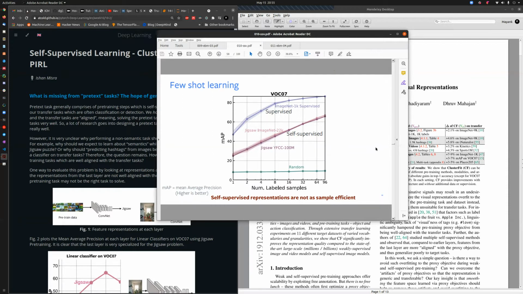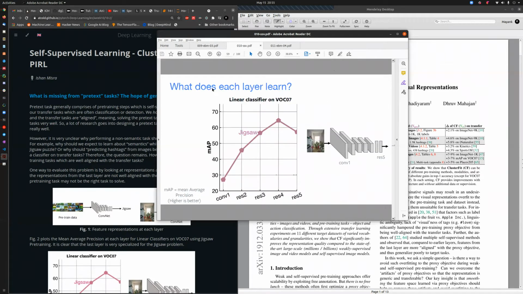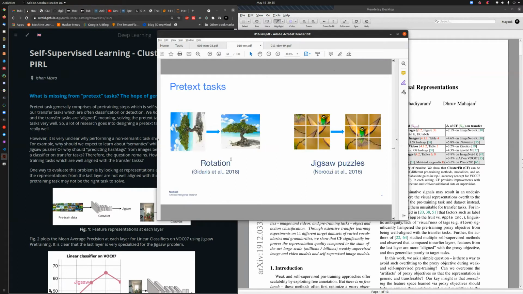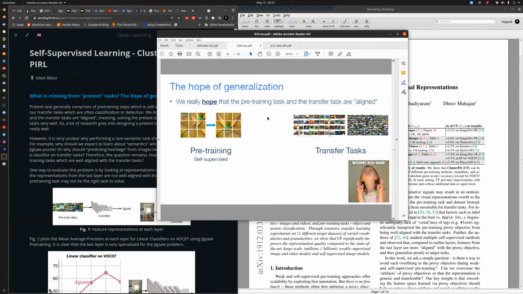Then, what does each layer learn? This is with respect to the interpretability, with respect to the linear classifiers. What is missing from the pretext or the proxy task? Then we had the rotation or the jigsaw puzzles, which we will go through quickly because we have to generalize that across those tasks. This requires pre-training and it's being applied to the transfer tasks as well.